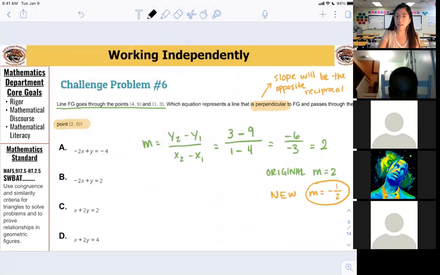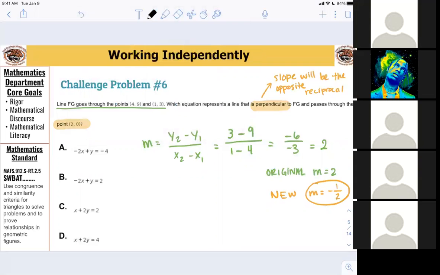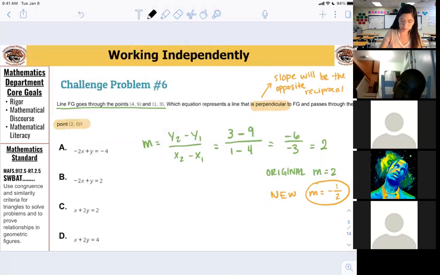Jalen, Daniel, Emily, Alejandro, Samaj, pencils on paper. Pencils on paper, because the more you write, this is going to come up in your EOC as well, so that we're killing 2 birds with 1 stone right now.